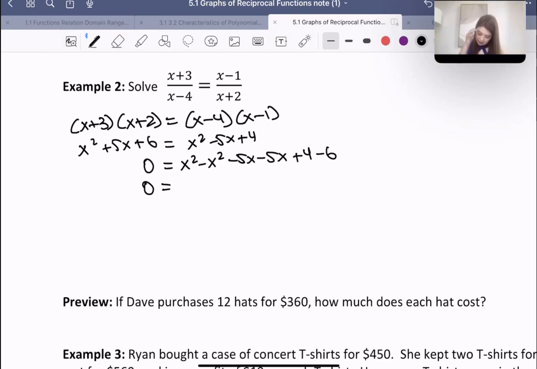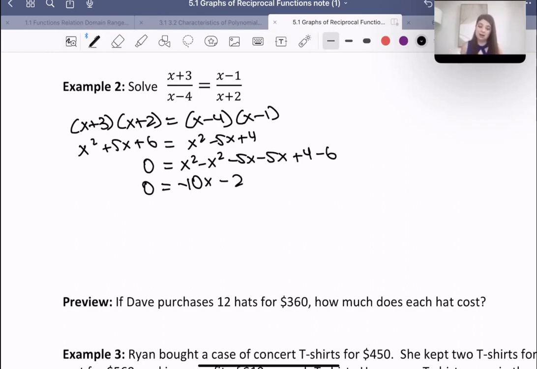And then we're going to have negative 5x minus 5x, which is negative 10x. And then we're going to have 4 minus 6, which is negative 2. Okay. So in this case, actually, we don't end up with a quadratic. In the end, we're going to end up with a linear.